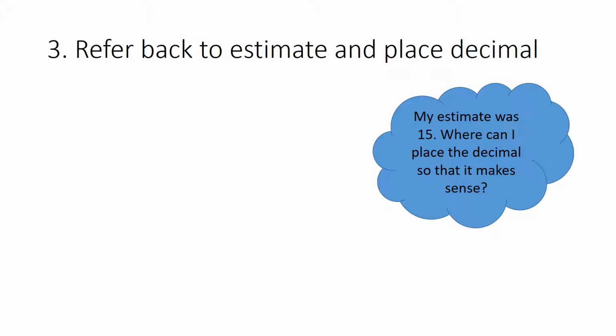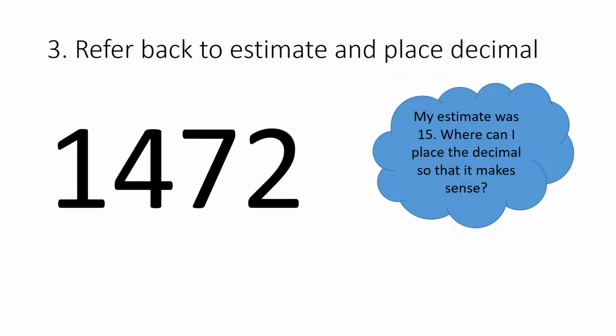So when you refer back, you're going to ask yourself, if your estimate was 15, where can you place the decimal so that it makes sense? So these were the 4 digits that we got. There's a couple of places we can place the decimal. If we place the decimal here at the end of the number, then we get 1,472, which is nowhere near 15. It is way too big. It's not anywhere near my estimate, right? So I would tell your student, no, that doesn't make any sense. It's way too big.